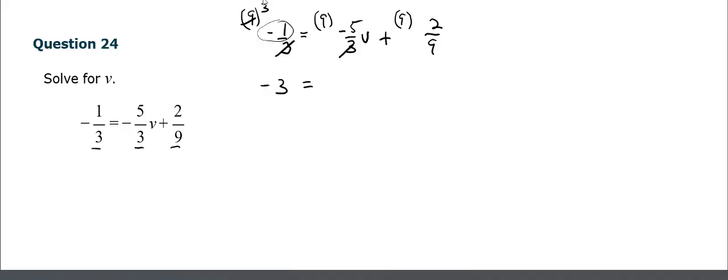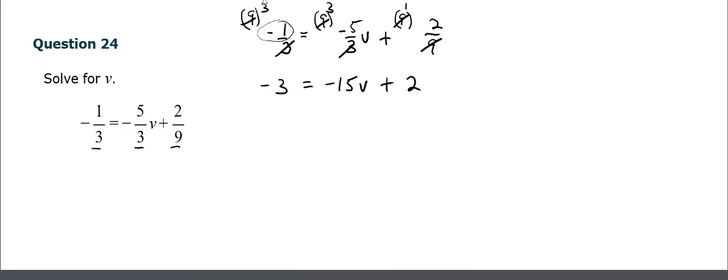Next, 3 goes into 9 3 times. And again, don't forget your sign. 3 times negative 5v is negative 15v. And last, 9 goes into 9 one time, and 1 times positive 2 is positive 2.